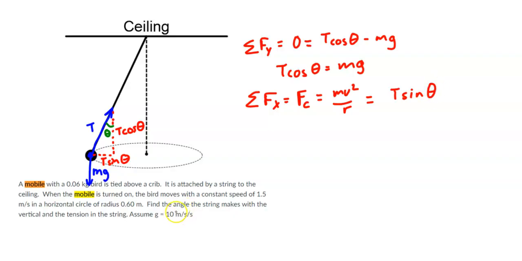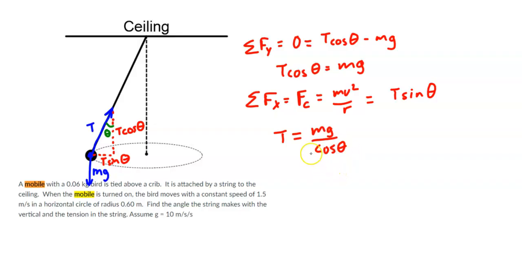Alright, so they wanted you to find the angle, and they wanted to find the tension in the string. Let me walk that back a little bit. I'm going to try and put these two expressions together in a way that'll be useful here. If I take that y direction equation and solve it for T, it would be T equals mg divided by cosine of theta.